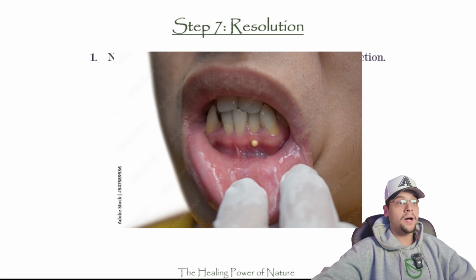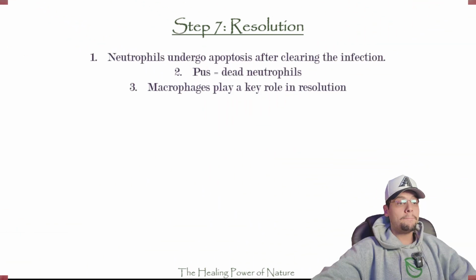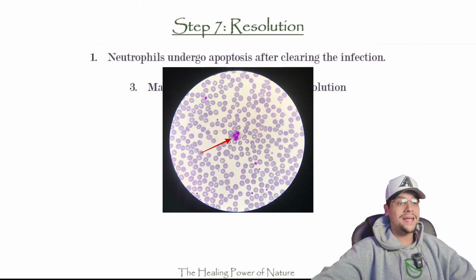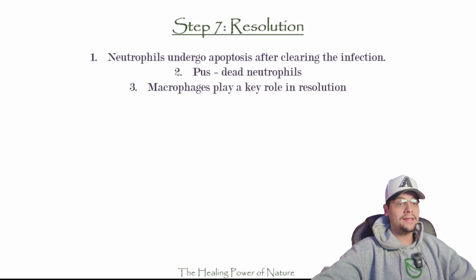Also, there's pus formation. Pus is dead neutrophils. Pus, or purulent exudate, consists of dead neutrophils, necrotic debris, and bacteria. Pus-producing infections include Staph aureus, Strep pyogenes, and Neisseria gonorrhoeae. Macrophages also play a key role in resolution. Macrophages replace neutrophils as the dominant immune cell and secrete anti-inflammatory cytokines promoting healing and suppressing further immune activation, like IL-10, which suppresses pro-inflammatory cytokines, or transforming growth factor beta, which stimulates tissue repair and fibrosis.